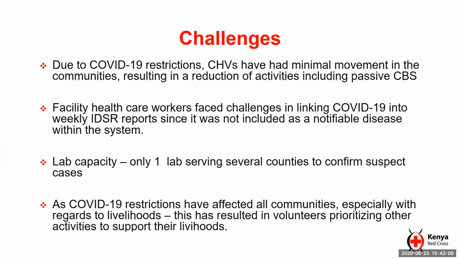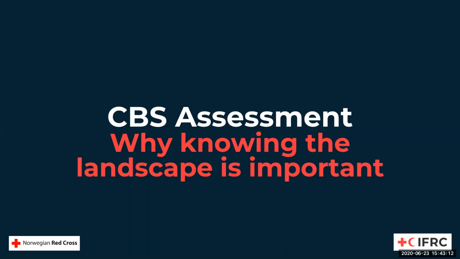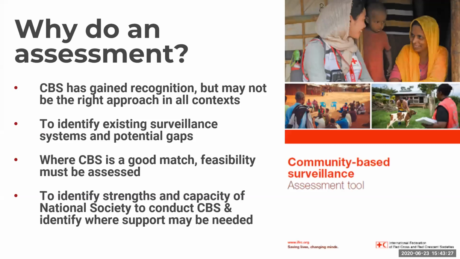So one of the next things we wanted to do was really look through some of the tools and guidance that already exist. One of the first ones is the CBS assessment, and why knowing the surveillance landscape within a community is important before starting to do CBS. So why do we really want to do an assessment? CBS is something that has gained a lot of attention recently, but it's not always the right approach in all contexts. We need to recognize this and make sure we're not doing it somewhere where it's actually not going to be the answer to the problems we've been seeing.